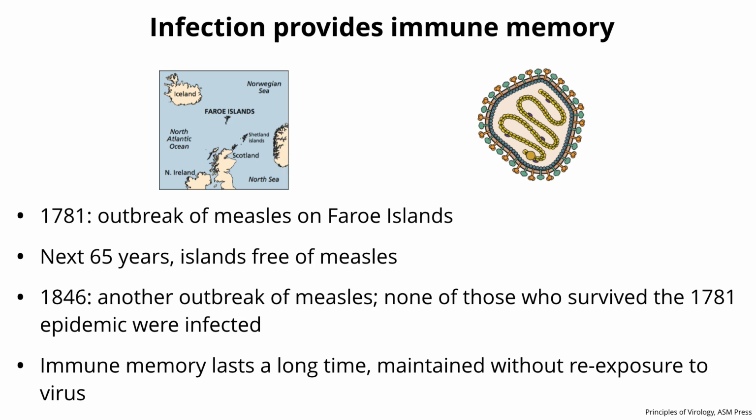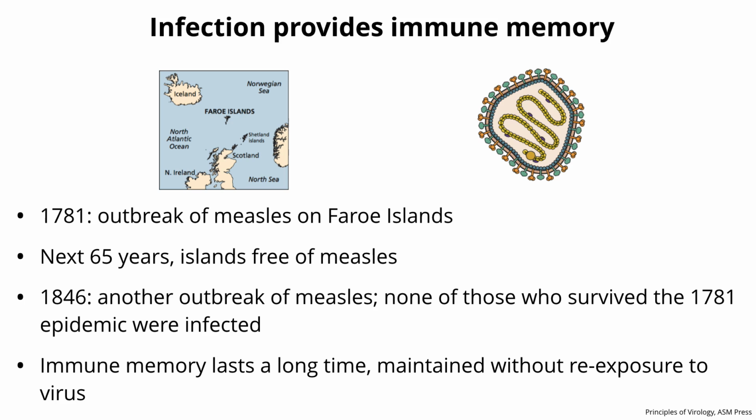Back then, relatively isolated, and not like today where a plane is probably landing every day and bringing lots of people in. Maybe you'd be lucky to have a boat come by once a year. So you're pretty much alone for a long time. Outbreak of measles, for the next 65 years, no measles. Why? No one was bringing the measles onto the island. And after that first outbreak, population gets immunized, nowhere for the virus to go. In 1846, there was another outbreak, and all the people who survived that first one, none of them were infected.